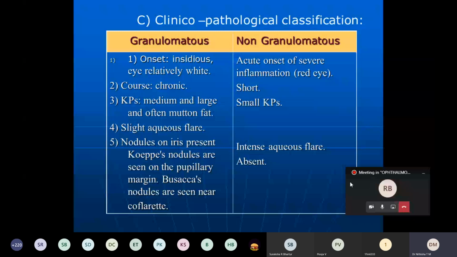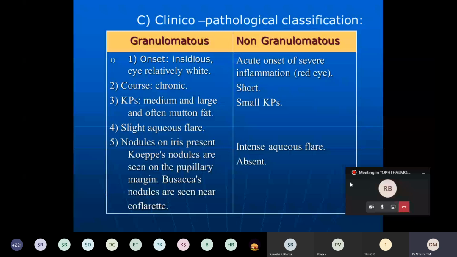In granulomatous uveitis, the onset is always insidious. The eye is always white because it runs a chronic course in diseases like tuberculosis, leprosy, sarcoidosis. In non-granulomatous uveitis, the eye is always red because it has a very short duration, due to allergy or idiopathic causes. So it's a short duration. Okay, in granulomatous, the duration is chronic.